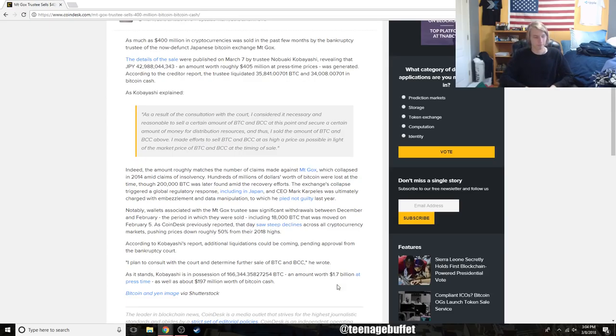Keep that crypto safe. Don't start on MtGox. Don't make that mistake of storing it on an exchange.